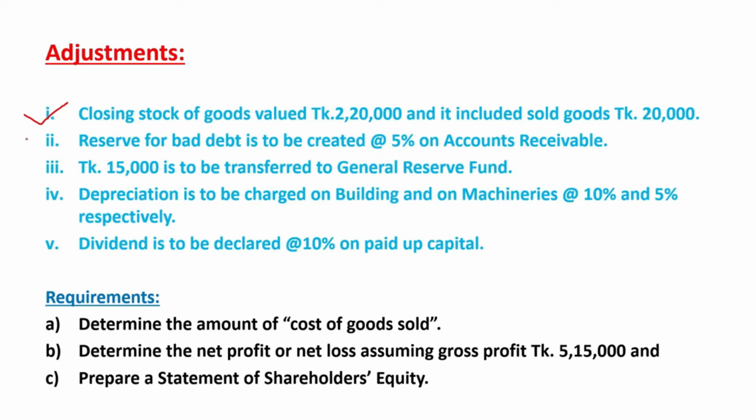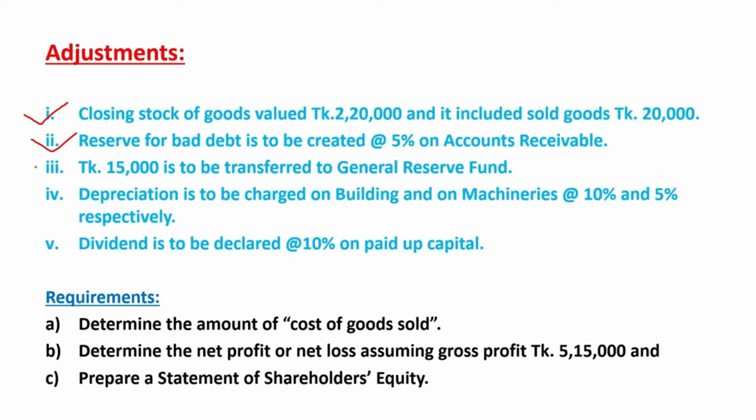Okay, dear students. Reserve for bad debt is to be created at the rate of 5% on accounts receivable. My dear students, this type of reserve for bad debt is called new reserve for bad debt. So it will be added to bad debt expenses in comprehensive income statement under operating expenses, and second time this amount will be deducted from accounts receivable in the statement of financial position.